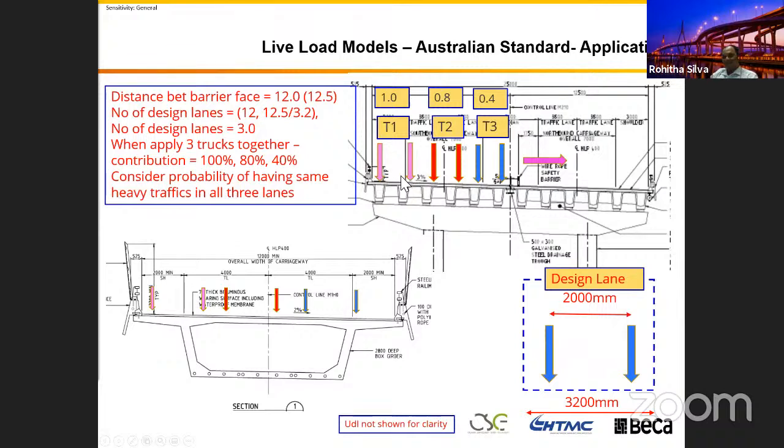We call this one a different, they call the lane load factors, or here we call accompanying lane factors. They have different technical terms, but there are different percentages we use. The reason is they are not occurring simultaneously.